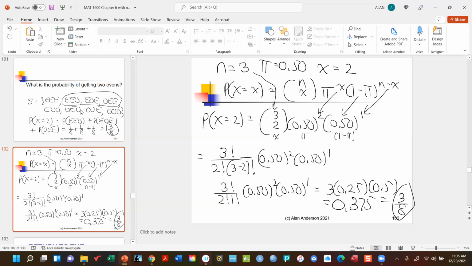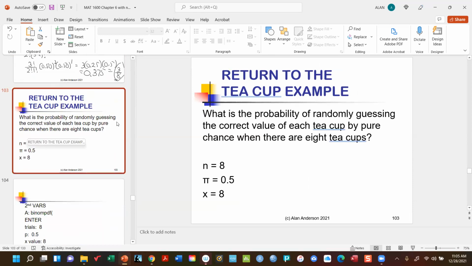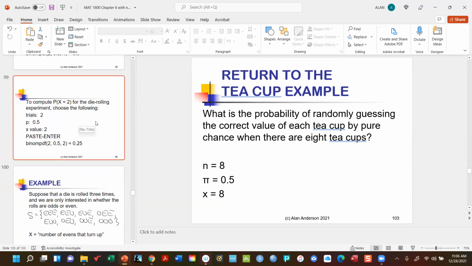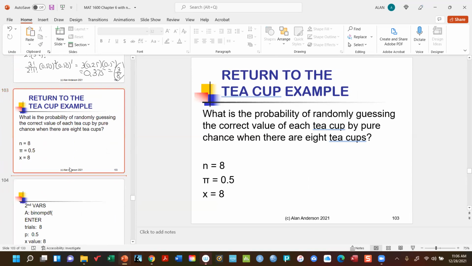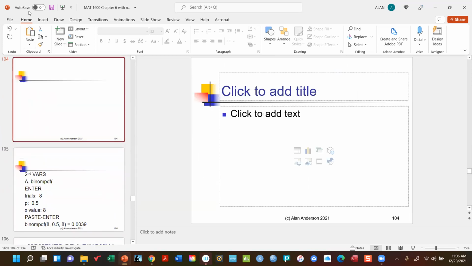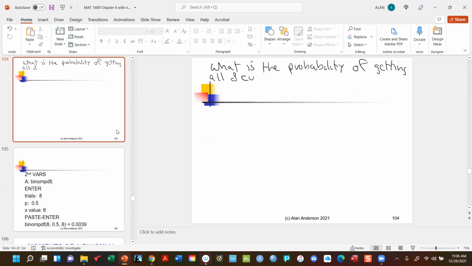All right, now what about the lady in the teacups? Well, remember I said before that the chances of her getting them right by pure chance was about 0.39%. So where did that come from? Well, the way to think about it is, what is the probability of getting all 8 cups right by guessing?